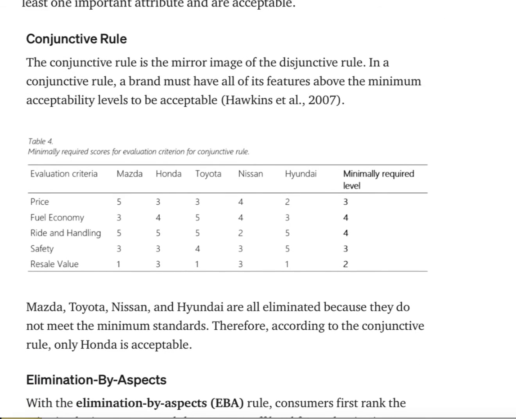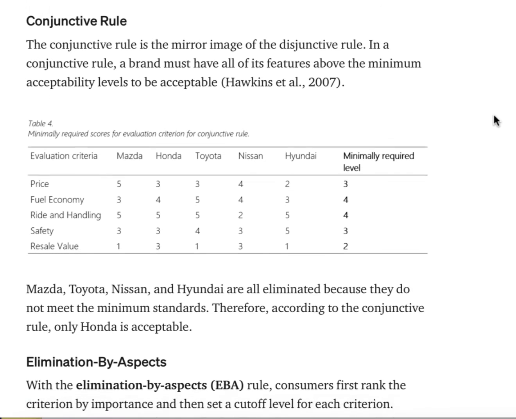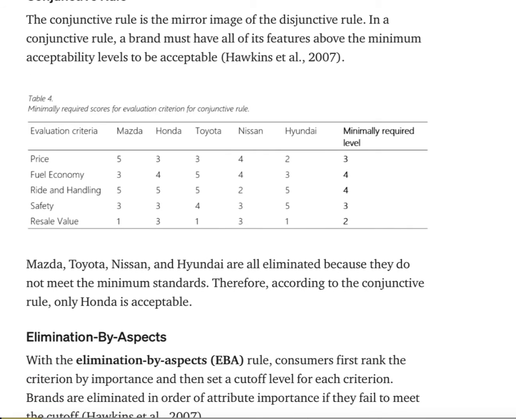Now, the conjunctive decision rule is the mirror image of the disjunctive rule. It establishes minimum required performance standards for each evaluative criterion and selects the first or all brands that surpass these minimum standards. In essence, you would say, I'll consider all, or I'll buy the first brand that is all right on the attributes that I think are important.